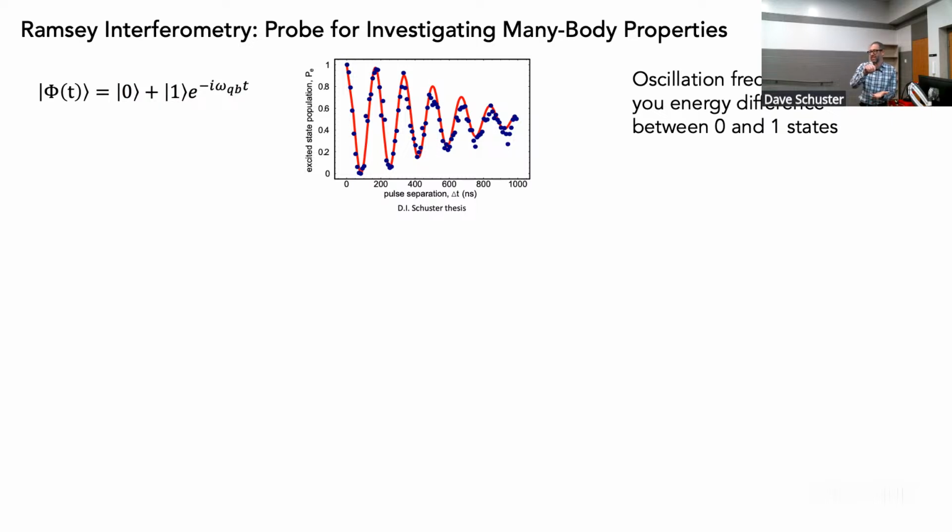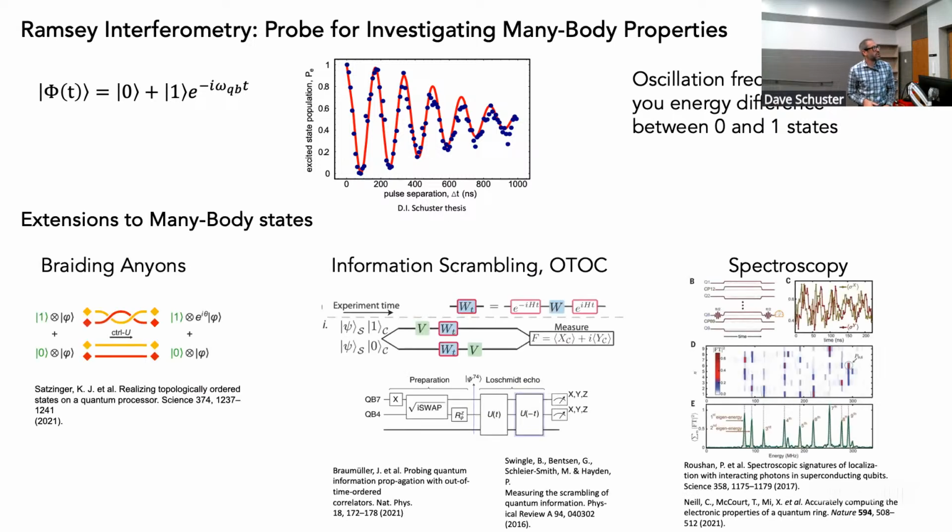So if I have a many-body system, I can have one many-body state and another many-body state, and if I put in a superposition between these two many-body states, and then I bring it back together, I would get a phase that's proportional to the energy difference, okay? And there's a bunch of versions of this. You can think of anyons as being a kind of many-body version. You can think of these like out-of-order time correlators, and even spectroscopy in some sense can be thought of as doing this.